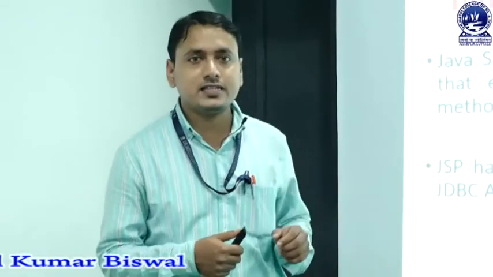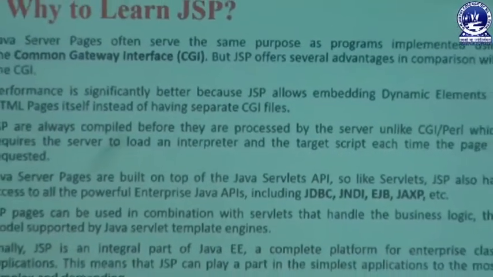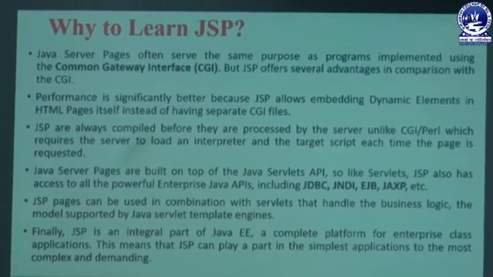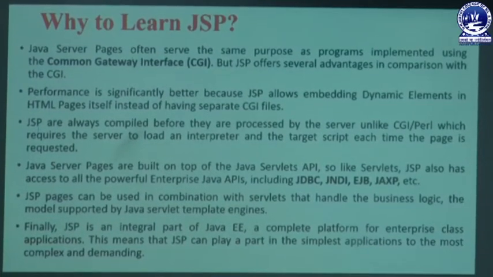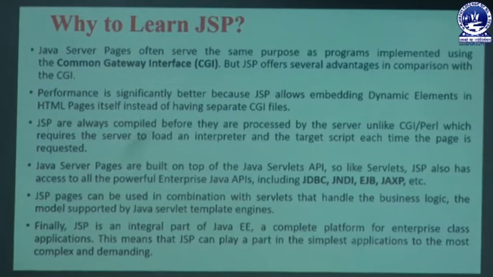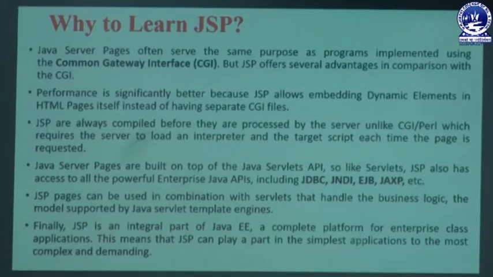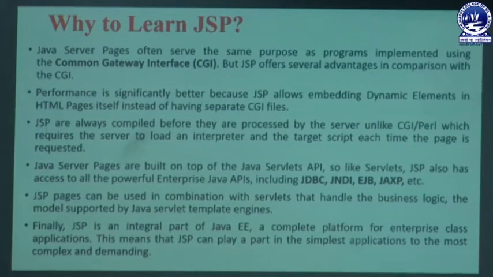Now we can learn the different essential features in JSP, the features due to which we are learning the concept of JSP. Let us focus on the slide. We know that JSP often serves the same purpose as programs implemented using the common gateway interface, that means CGI applications. But JSP offers several advantages in comparison with CGI. What are the different advantages related to JSP applications? First, the performance.